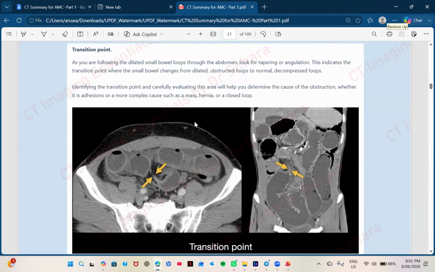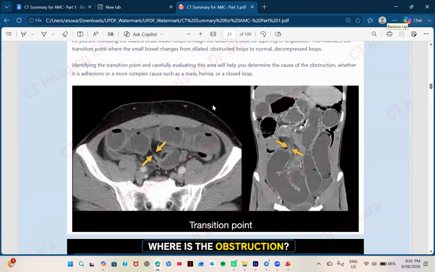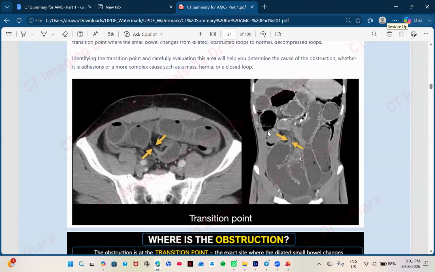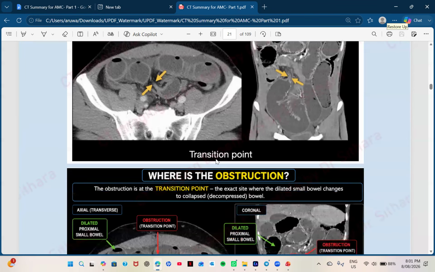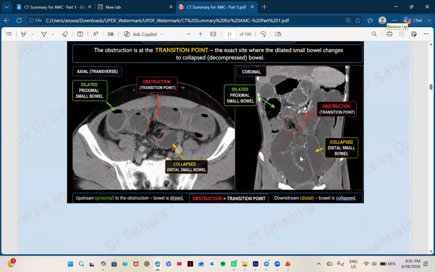Identifying the transition point and carefully evaluating the area will help to determine the cause of obstruction, whether it's adhesions or more complex causes like a mass, hernia or closed loop, right? Here's the transition point, okay?